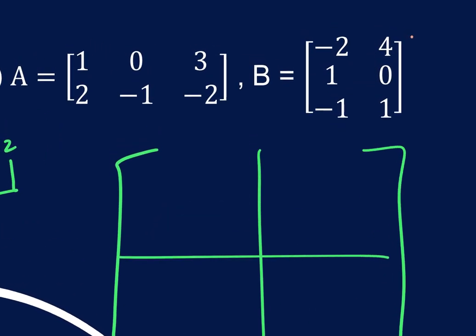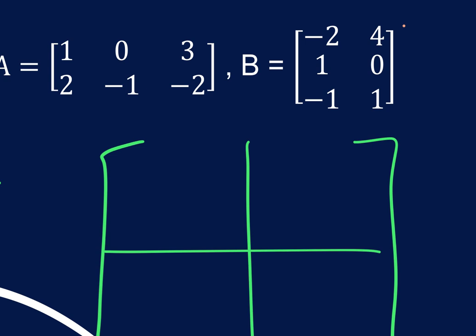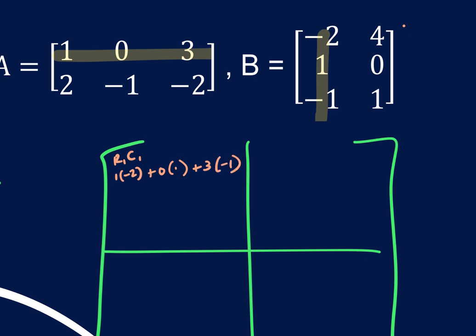So it seems like it's smaller because it's a 2 by 2, but in row 1, column 1, there's 3 products to do. It doesn't mean that it's much smaller. It just means you're doing it in a different way. So I would do 1 times -2 plus 0 times 1 plus 3 times -1. So we did first times first, second times second, third times third. And I'd get -2 plus 0 minus 3, which is -5.